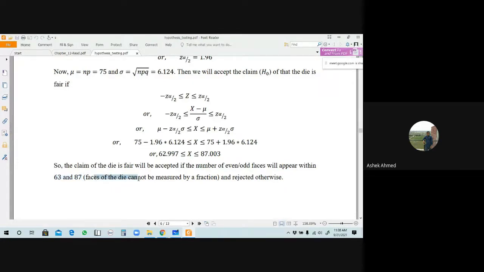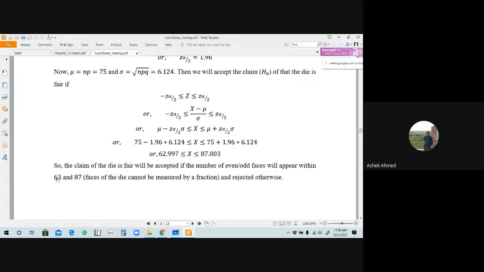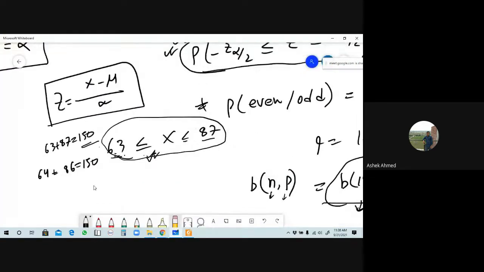Okay, faces of the die cannot be measured by fraction. Fraction দ্বারা ডিটারমাইন করতে পারি না। তাহলে আমাদের খেয়াল রাখতে হবে যদি the number of odd number is 63, তাহলে even number কত হতে হবে? 87. Is it right? As the number of odd number is here 87, তাহলে even কত হতে হবে? 63. Okay, so from here we can say that the number of even number is কত? 64, তাহলে odd will be কত? 86. আর odd যদি 86 হয়, তাহলে even number will be কত?